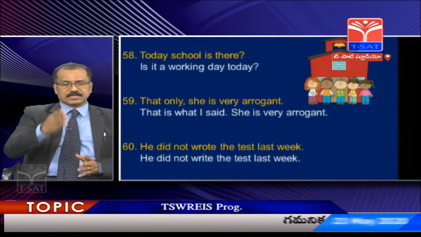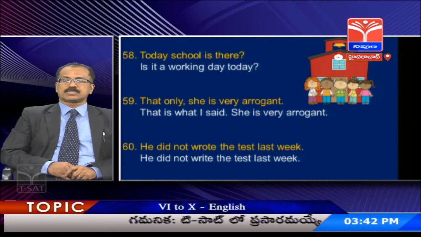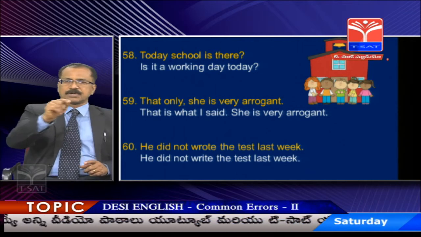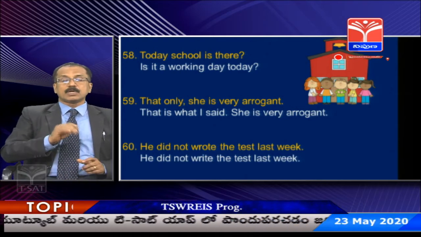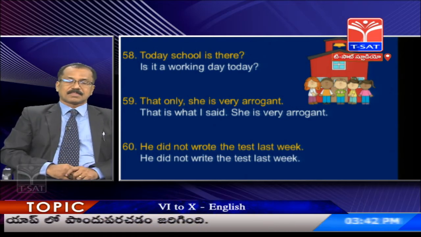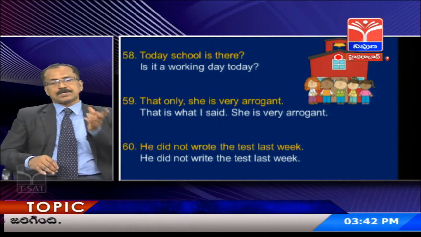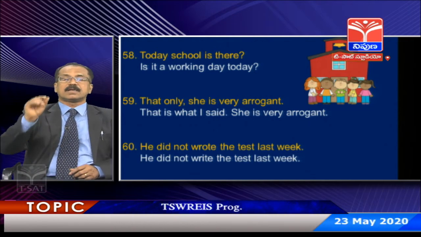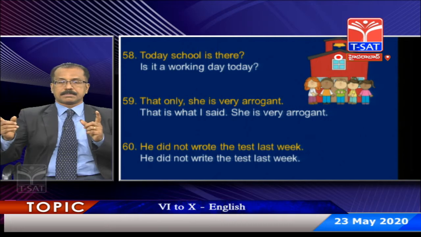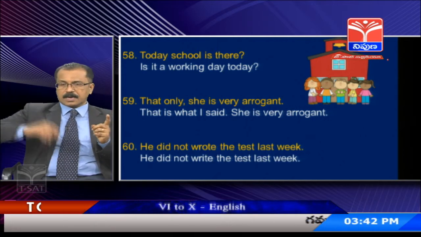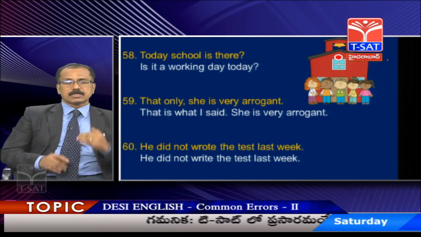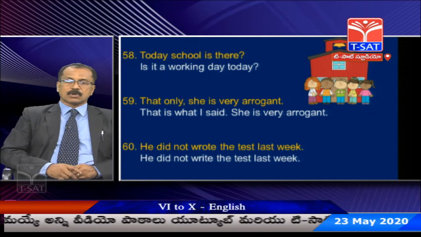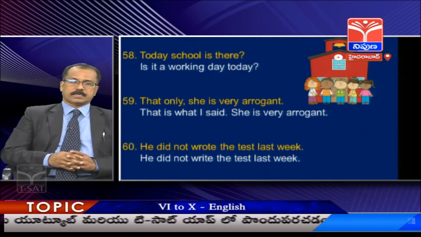Next sentence. "He did not wrote the test last week." Again, two past tenses came. This is the second sentence. The previous sentence also, you remember, I have told you about this. What should you say? You should say, "He did not write the test last week." "Did" and "write." "Did" already says past tense, so "write" should use the present tense now. "He did not write the test last week," not "He did not wrote the test last week."